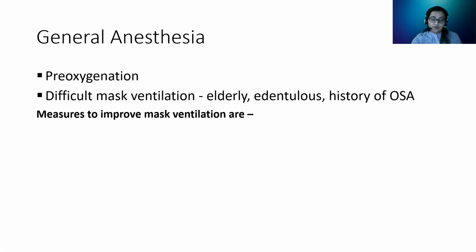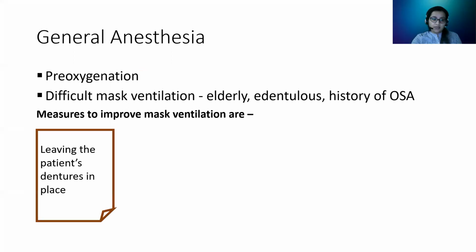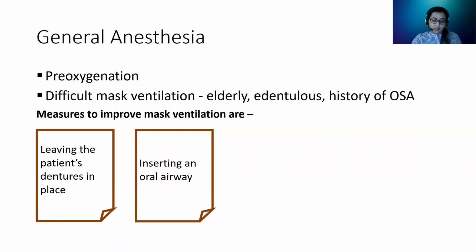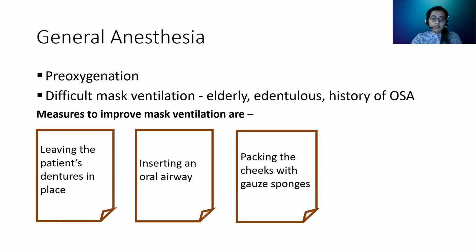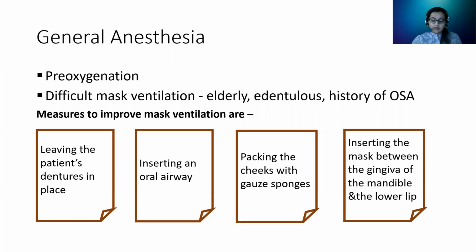Difficult mask ventilation is anticipated in elderly edentulous patients or elderly patients with a history of OSA. The various ways to improve mask ventilation are by leaving the patient's denture in place or by inserting an oral airway. Packing the cheeks with gauze sponges also improves mask ventilation. Inserting the inferior margin of a small sized mask or Randall-Baker sausage mask between the gingiva of the mandible and the lower lip will also help.